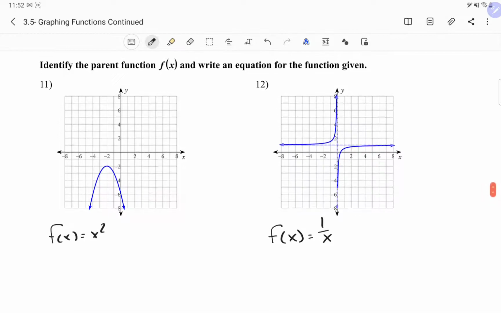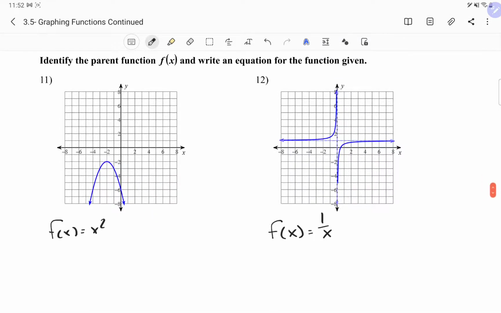Okay. Now, number 11. So back to number 11, let's go ahead and take a look at the transformations. Notice, whenever I'm looking at graphs, I'm going to focus in on the origin. Notice that it shifts to the left 2 and down 2. So left 2, down 2. And then we're going to look to see if it's also flipped.